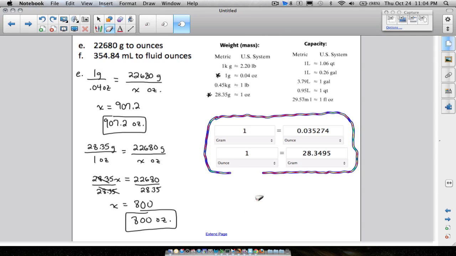I don't know why that x equals is written down there, but nonetheless, let's set up these same two problems here, but let's use these measurements and let's see if we can get a closer answer, because these two are supposed to be the same. We're converting 22,680 grams, we're trying to convert it to ounces. Here we got 907.2 ounces, down here we got 800 ounces. Let's use these and see if these two numbers here get closer together.